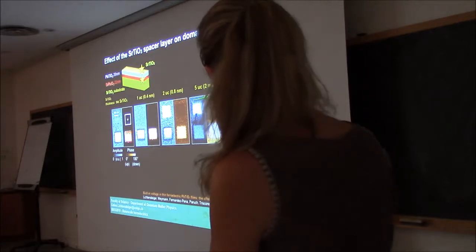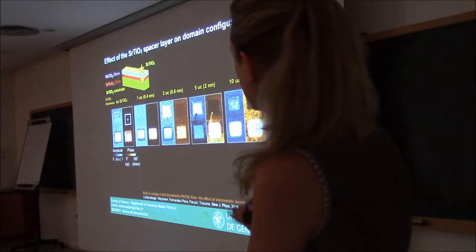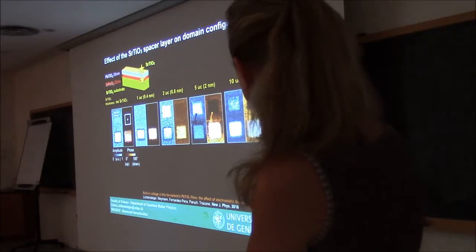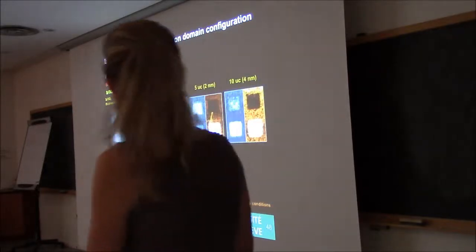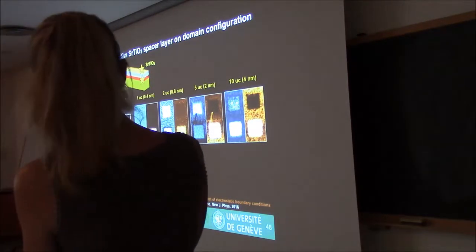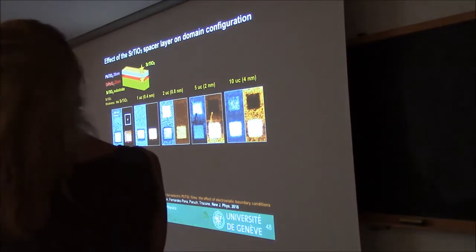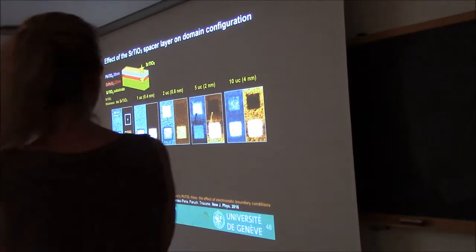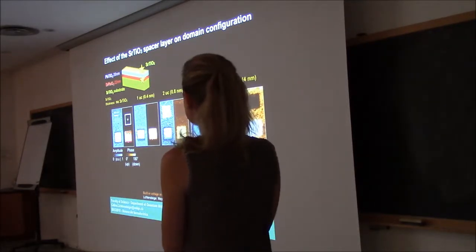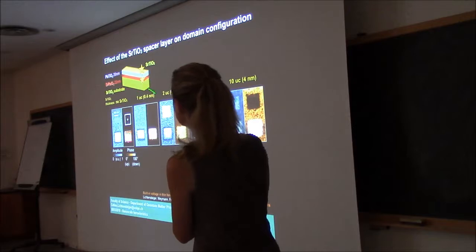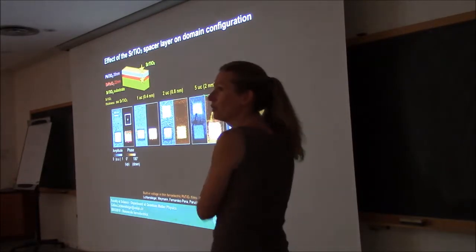So all these are 20 nanometer thick PTO layers, but here it's without STO spacer, with 1 unit cell, 2 unit cells, 5 unit cells, or 10 unit cells of the spacers. And so what you see already is that without any spacer, we are back to the uniform polarization, so the sample is happy, it's monodomain, and when you increase the thickness of the spacer, you become polydomain. What is nice is that here you see that 1 unit cell is not enough to make it polydomain, you need 2 unit cells or more to make it polydomain.